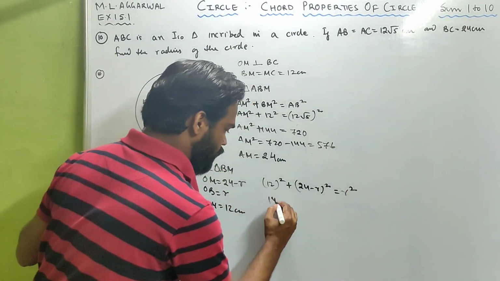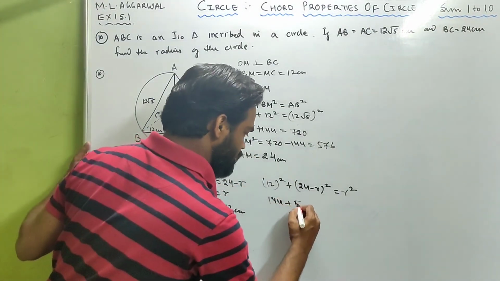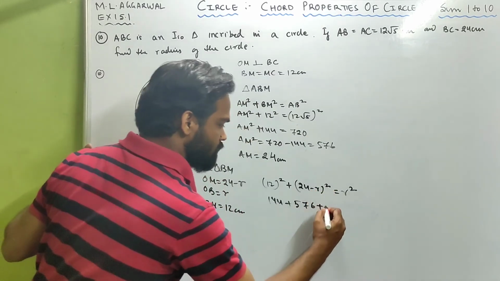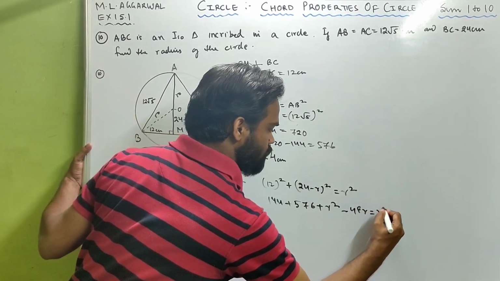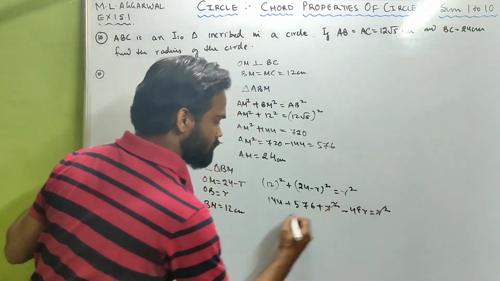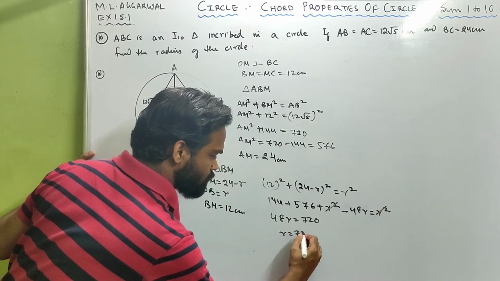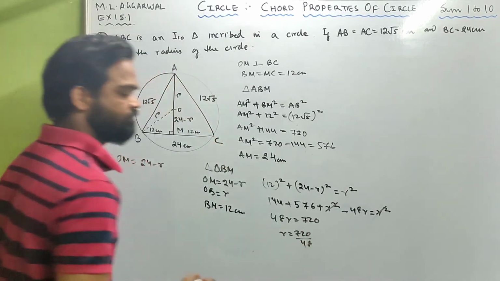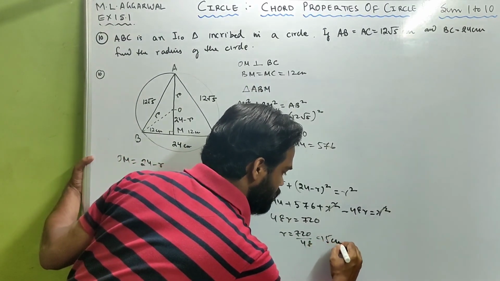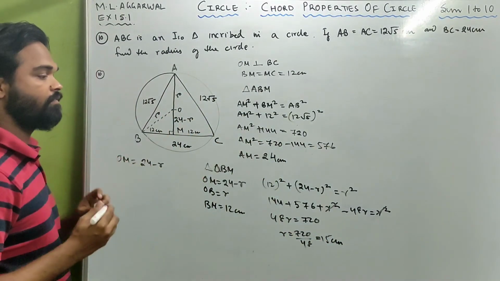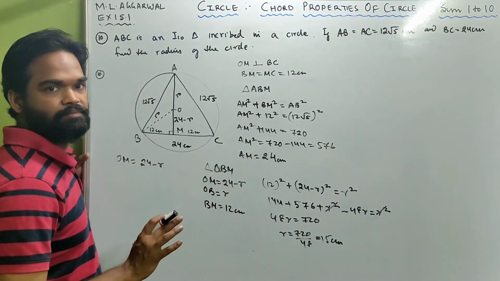So that's 144 plus this is a square, that's 24 square, 576, plus R square minus 48R equals R square. So this and this cancel, so 48R equals 720, which means R equals 720 by 48, isn't it? Which is 15. So the radius for this circle has to be 15 centimeter.